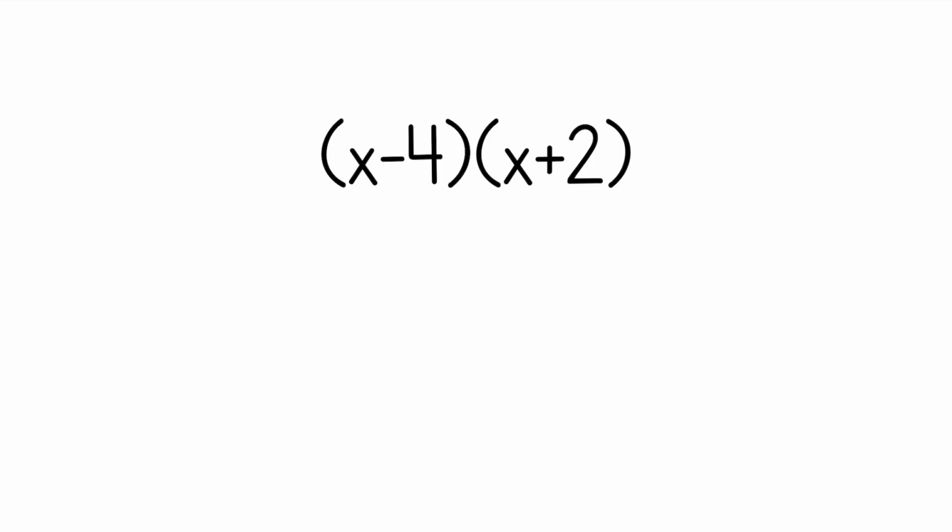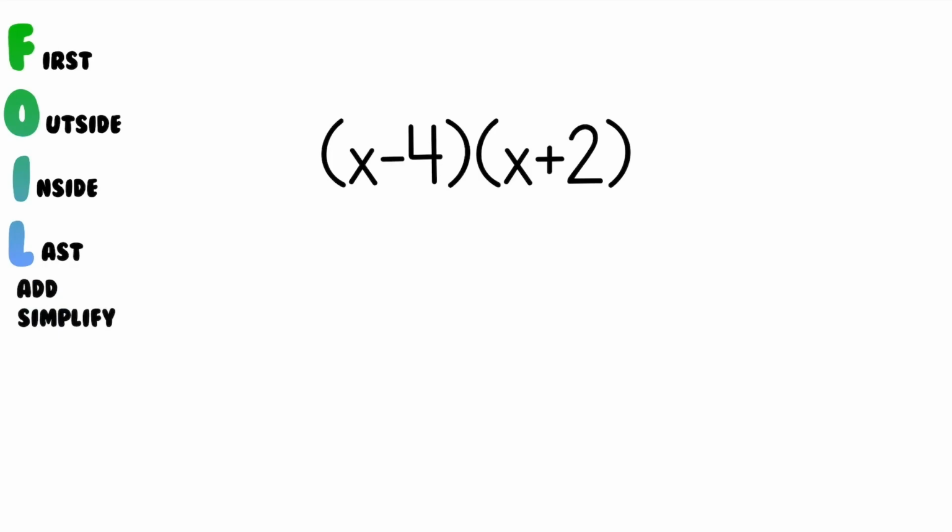Alright, just like last time, we'll follow our acronym, FOIL, plus the two last steps. So, the first letter is F for first, so we're going to multiply the first term from each binomial together. x times x is x squared. Then we have O for outside, so we'll multiply the outside terms together. x times 2 is 2x.